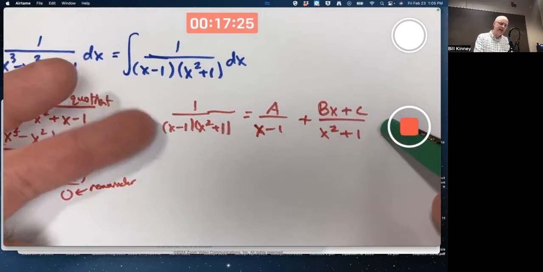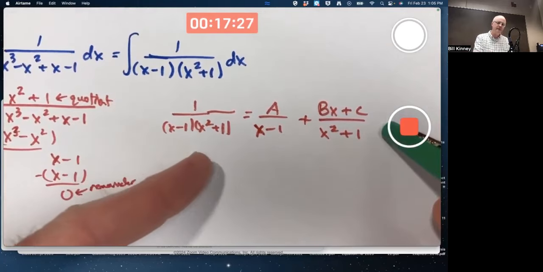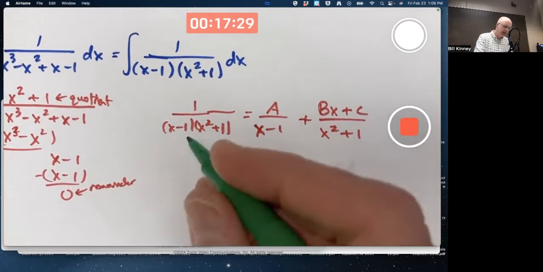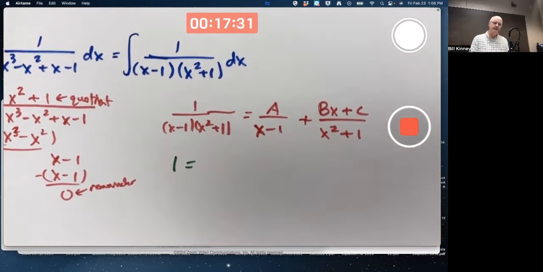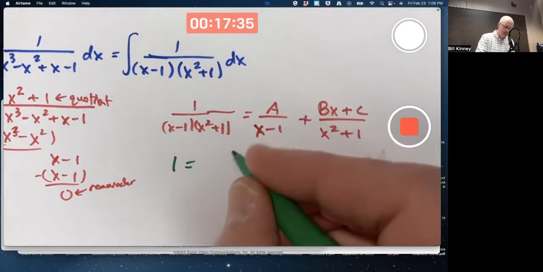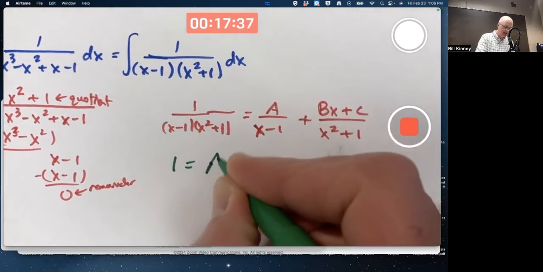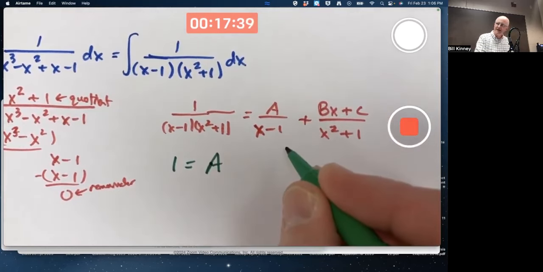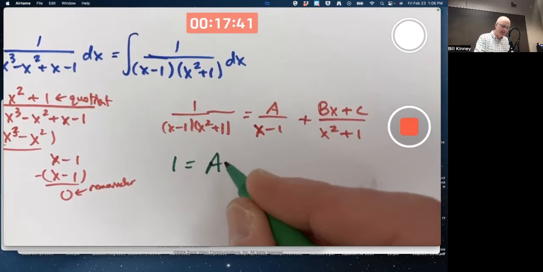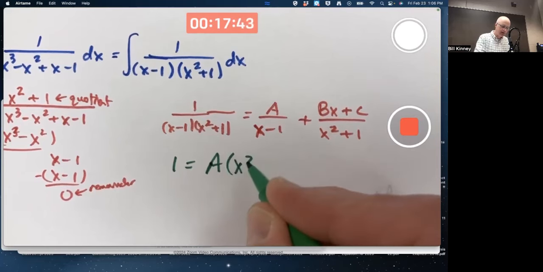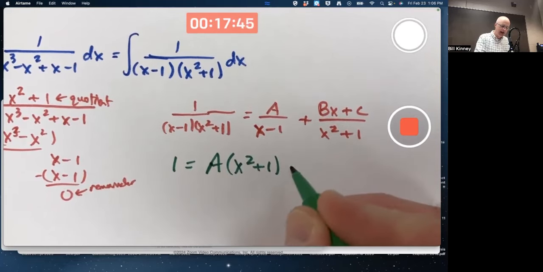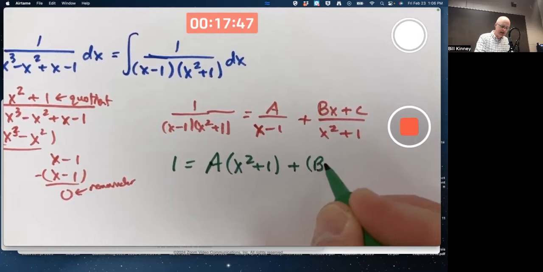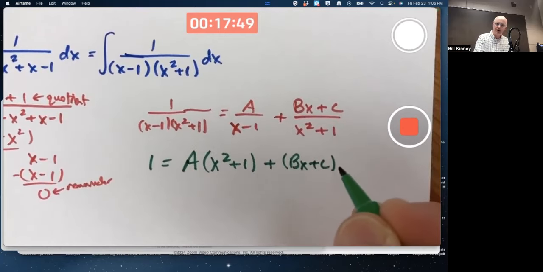Multiply both sides of this by the common denominator of x minus 1 times x squared plus 1, giving you complete cancellation on the left, partial cancellation on the right. The x minus 1s cancel by the A, leaving x squared plus 1. And by the Bx+C, the x squared plus 1 cancels, leaving x minus 1.